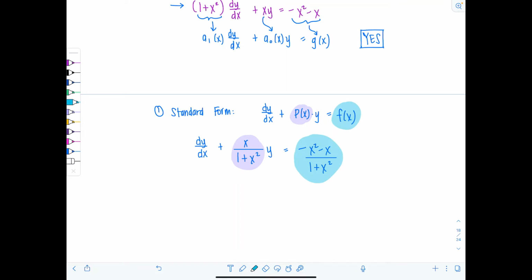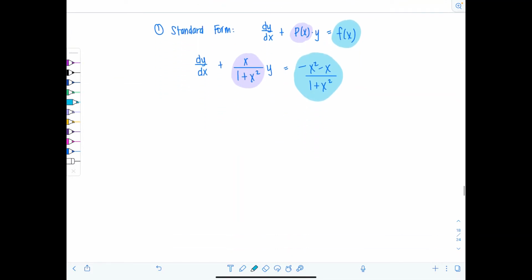Lovely. Now it's time to go find our integrating factor. So step 2, mu of x is equal to e raised to the integral of p of x dx. So we've got here e raised to the integral of x over 1 plus x squared dx. Now I'm not joking. At this point in your calculus career, you should be able to just do this antiderivative in your head, all right?